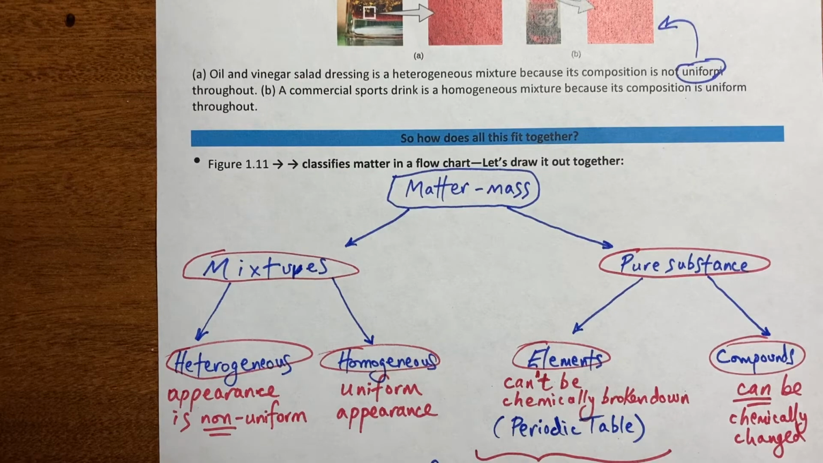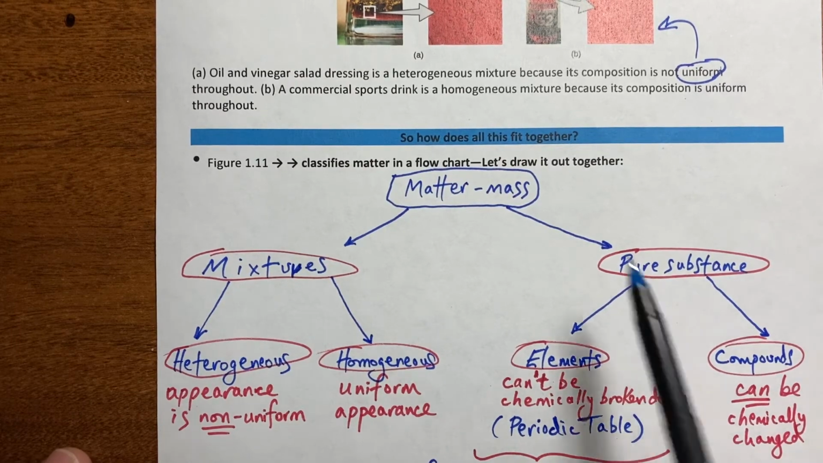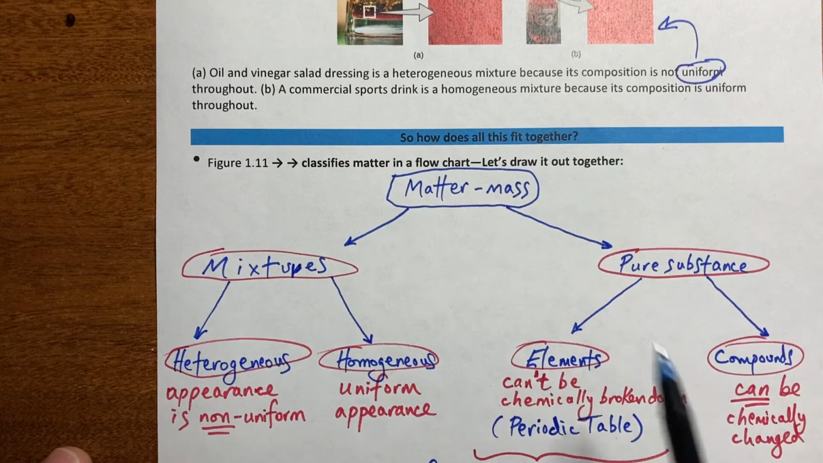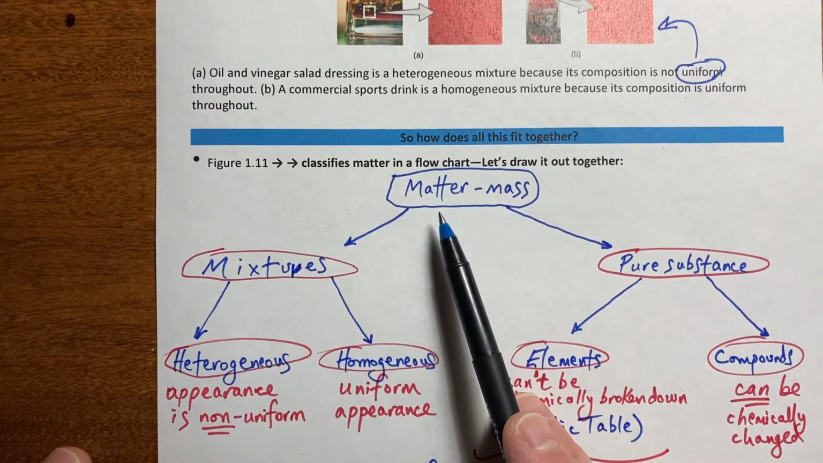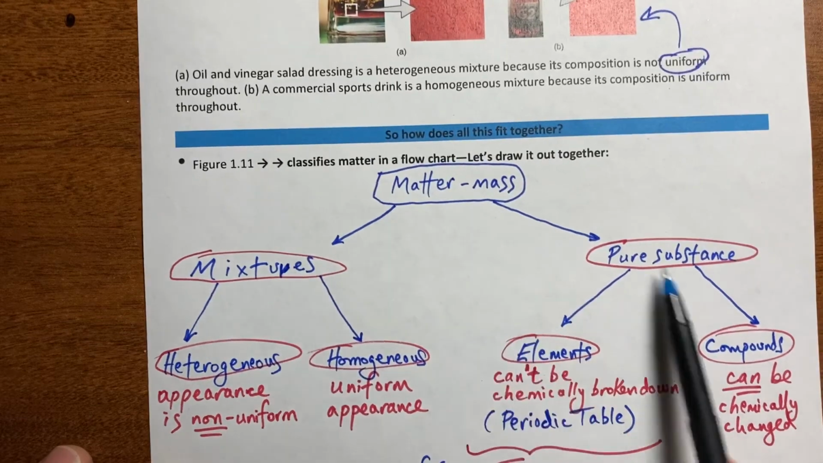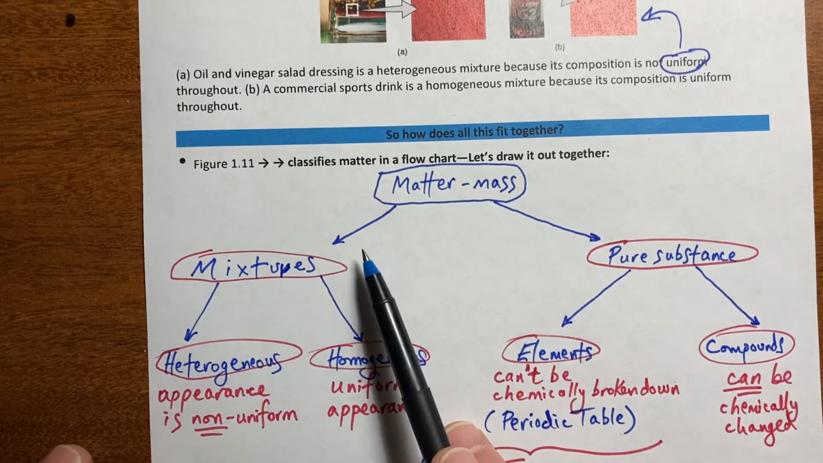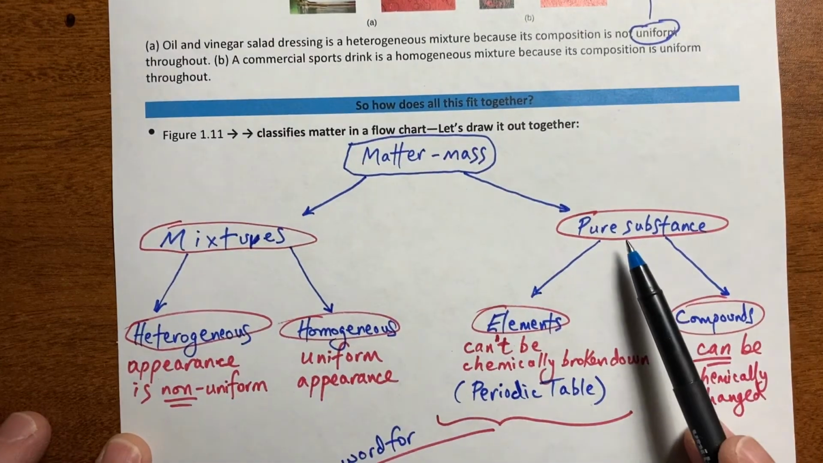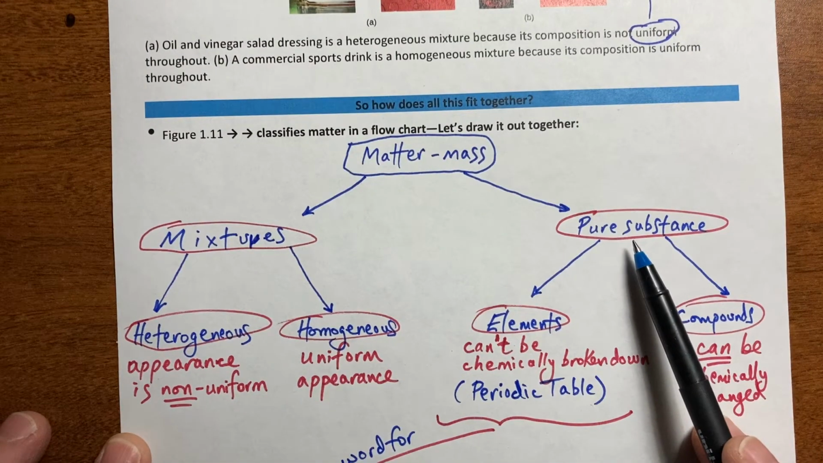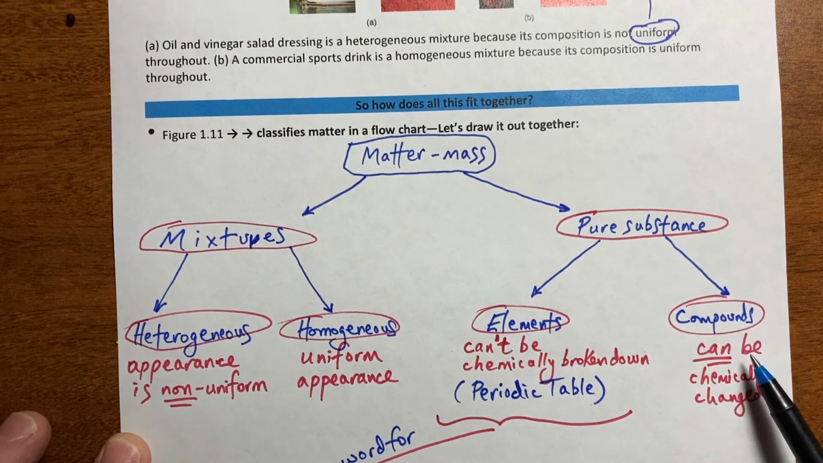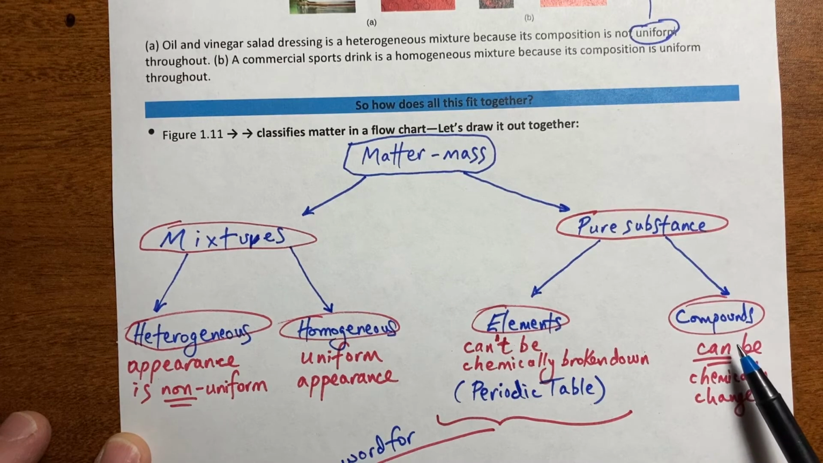So we can break down what I just talked about into a chart like this. Matter, which is anything that has mass, can be broken up into two general classes. Either you have a mixture or you have a pure substance. If it's a pure substance, you can designate it as, can it be chemically broken down into simpler things? If it's yes, then you have a compound. A compound can be broken down. Water can be broken down into its component gases. That's what goes on in a fuel cell. You break water down into hydrogen and oxygen.